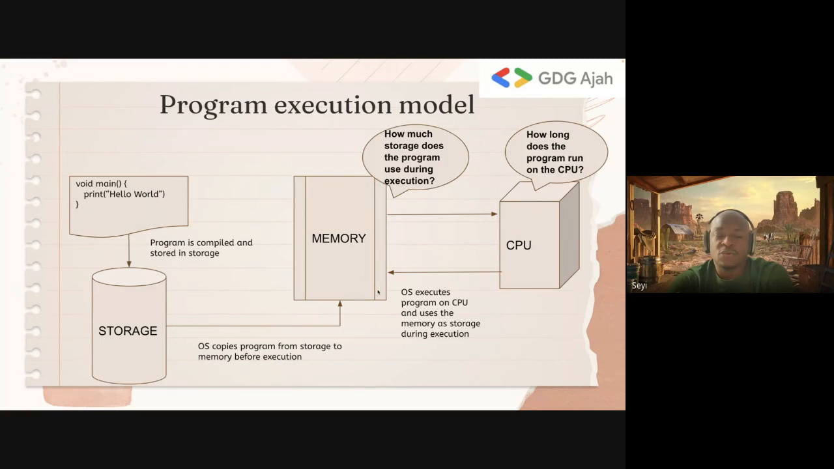Now, when that program needs to be run, the operating system needs to run that program somehow. What happens is it takes that program and loads it into memory. Then when that program is in memory, it executes that program on the CPU, and there's a back and forth communication between the CPU and the memory while the program is running. So for instance, you want to print hello world. It goes to memory, reads the line, prints hello world, and then the CPU does that computation and contacts the necessary output devices, which is not really necessary here.